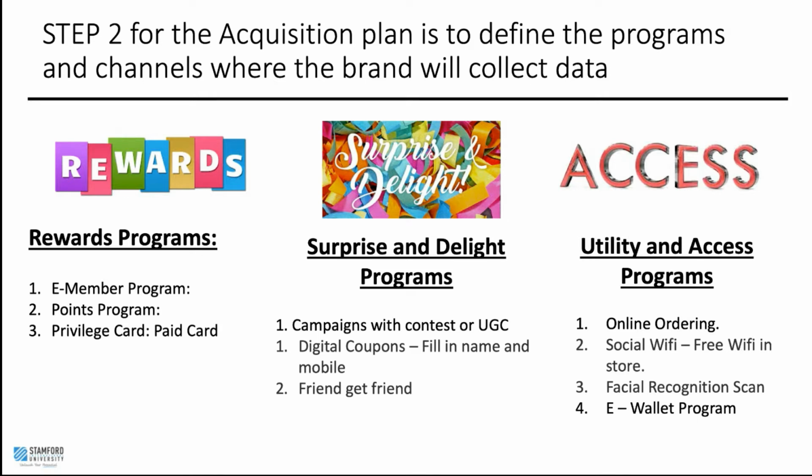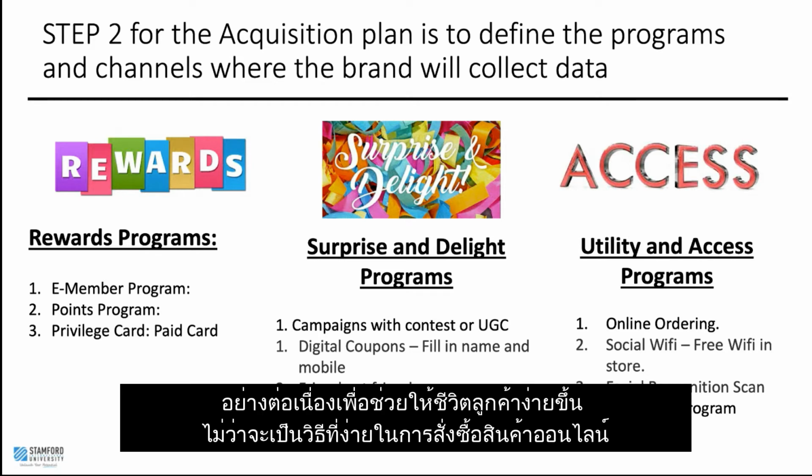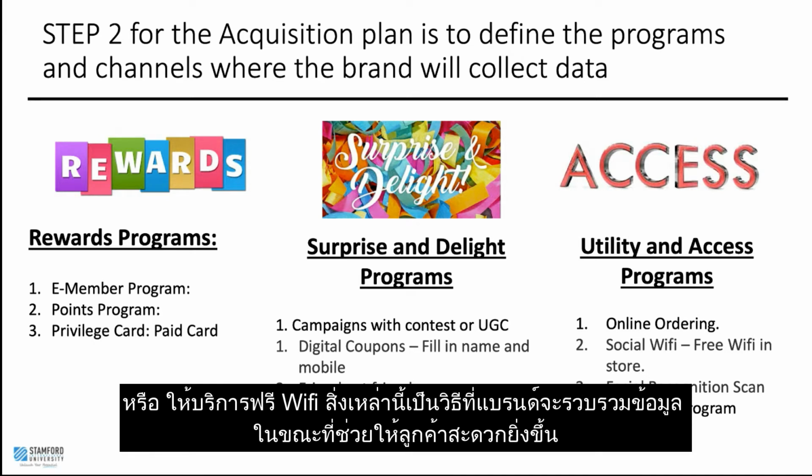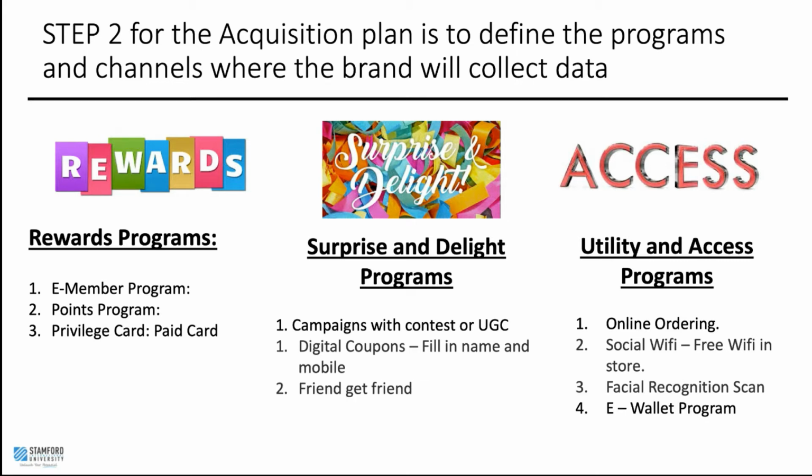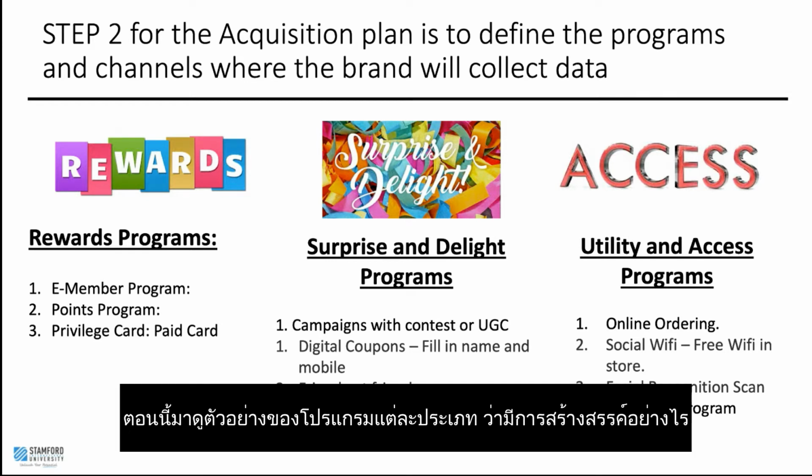How can you make access to your brand more useful and easier? An easier way to purchase the products, such as online ordering, or a service such as free Wi-Fi, for example, which a lot of restaurants do. These are all ways that a brand can collect data while making things easier for the customer. All right, so let's explore a few examples of each of these programs so we can get our creative juices flowing.